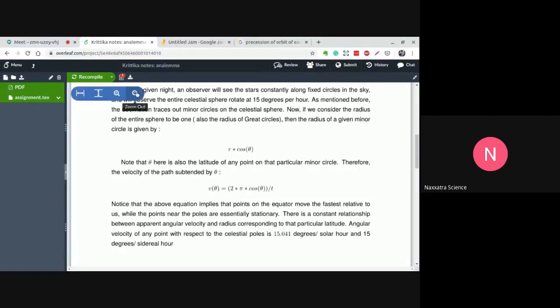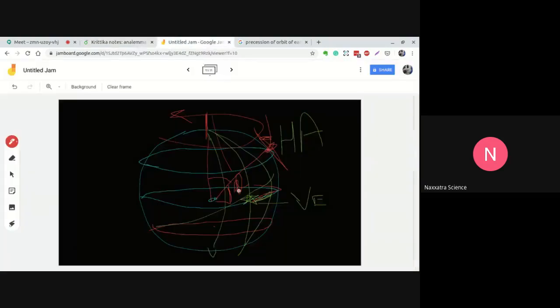So on any given night, an observer will see the stars move along fixed circles in the sky and will observe the entire sphere rotate at 15 degrees per hour. As mentioned above, the declination traces out minor circles on the celestial sphere. Now, if we consider the radius of the entire sphere to be 1, for simplicity, which is also the radius of the great circle, then the radius of a given minor circle is given by, okay, so this is what we're talking about.